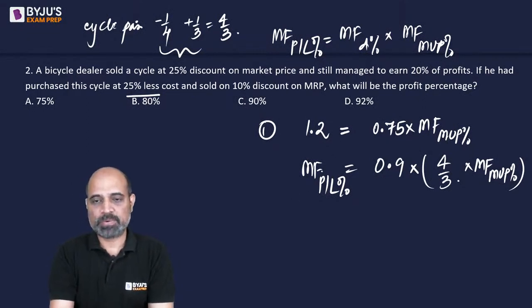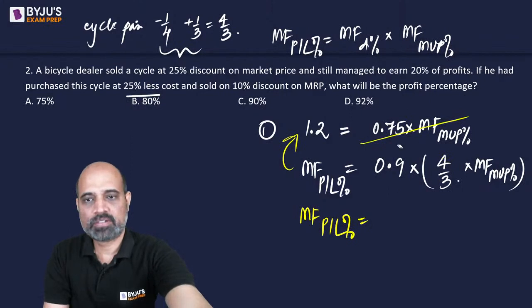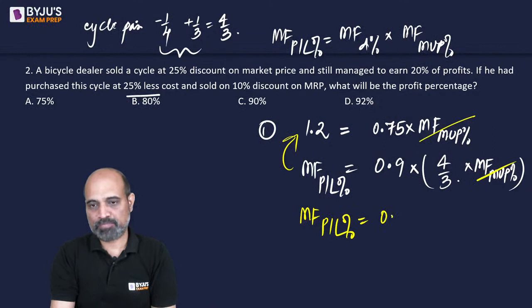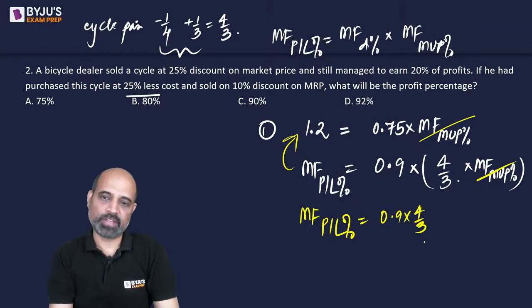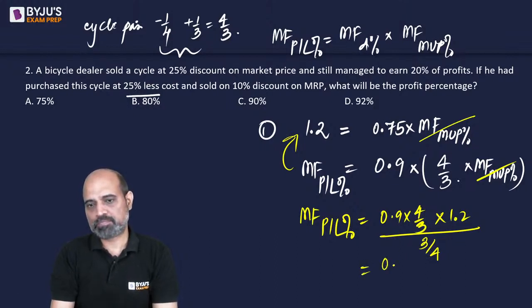So the best way to solve this is now divide. If I divide this by this, I'll be getting the multiplying factor of profit or loss percentage, which is equal to this entire thing cancels out. So I will have 0.9 into 4/3 into 1.2 divided by 0.75, and 0.75 is 3/4. So this gives us 0.3 into 16 into 1.2.